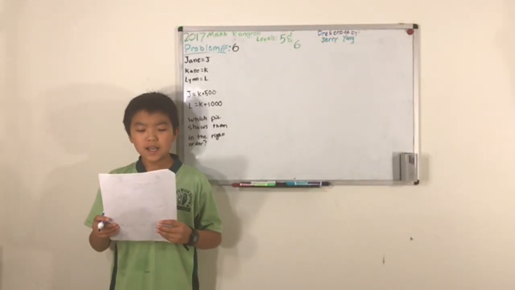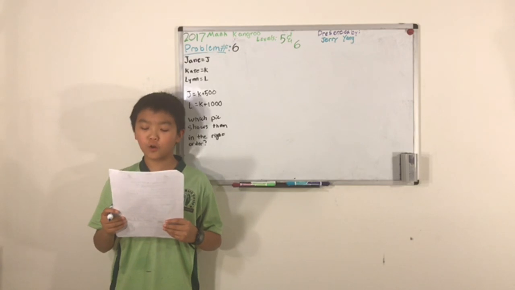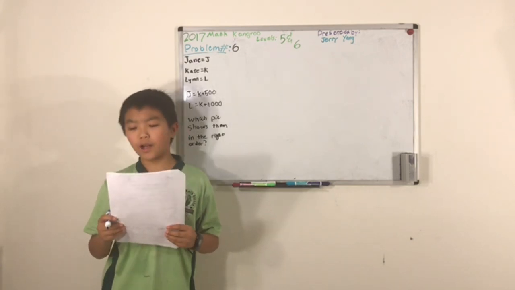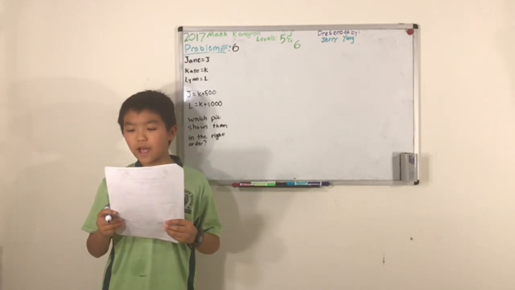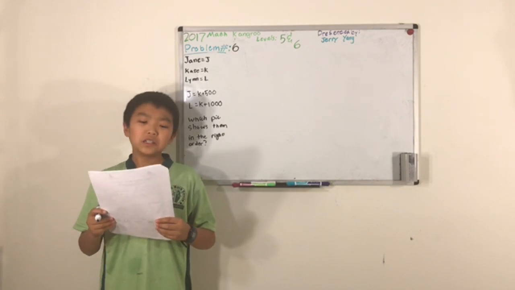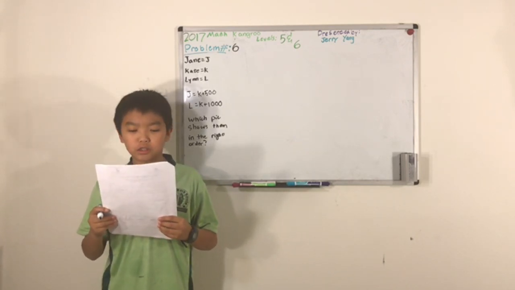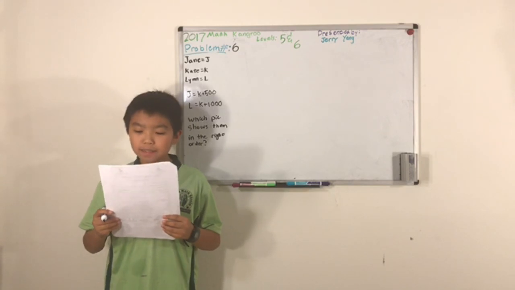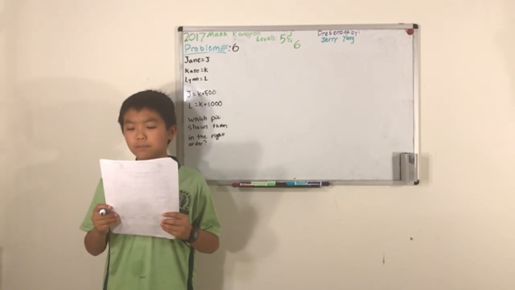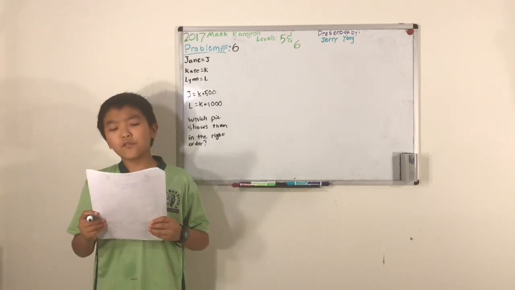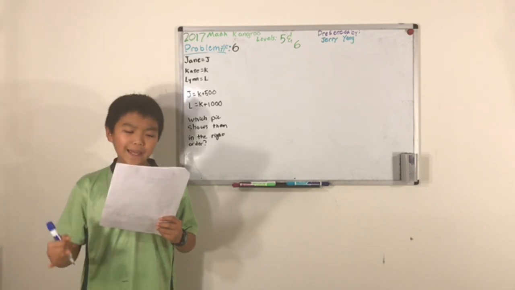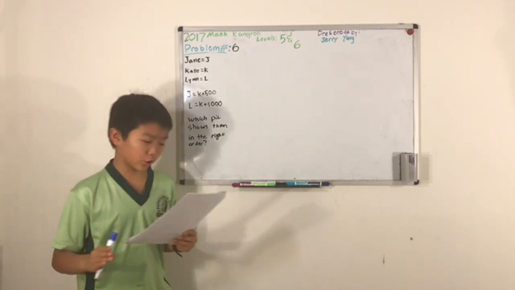Problem 6. Jane, Kate, and Lynn go for a walk. Jane walks up front. Kate walks in the middle, and Lynn walks behind. Jane weighs 500 kilograms more than Kate. Kate weighs 1,000 kilograms less than Lynn. Which of the following pictures shows Jane, Kate, and Lynn in the right order?